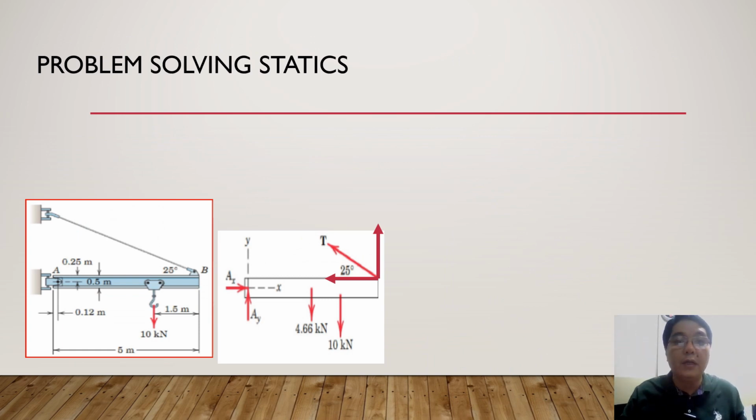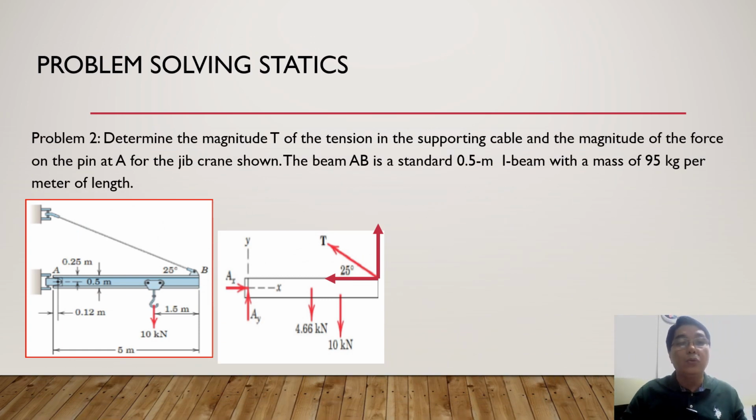Okay, let us try to solve another problem. Problem number 2. Determine the magnitude T of the tension in the supporting cable and the magnitude of the force on the pin at A for the jib crane shown. The beam AB is a standard 0.5 meter I-beam with a mass of 95 kilogram per meter of length. Okay, we have pre-illustrated this problem, and we have drawn this illustration, and this is the free body diagram.